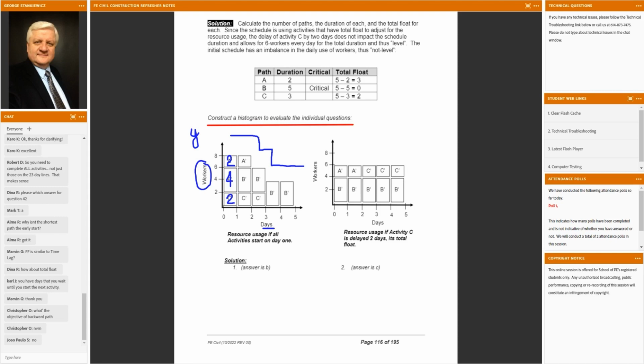So now let's take a look at the next. Resource usage. If we delay C 2 days, what happens? Well, this time I only need 6 workers on day 1, 6 on day 2, 6 on day 3, 6 on day 4, 6 on day 5. What I just did is I now have a resource leveled project, and that line identifies that it's a resource leveled project, and that is the goal of our objective of getting there.